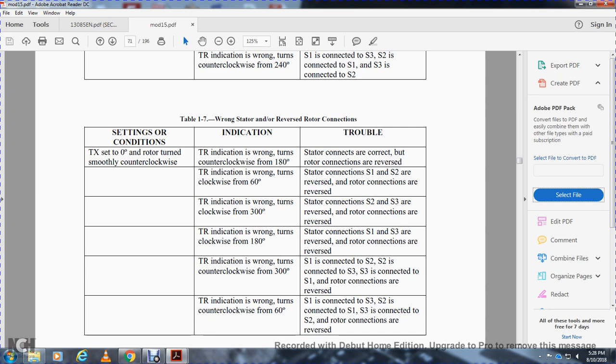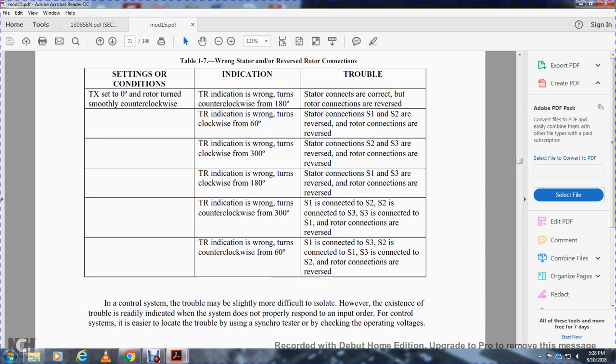Stator 1 is connected with stator 2. Stator 2 is connected to stator 3. Stator 3 is connected to stator 1. Rotor connections are reversed. Torque receiver indicates the wrong turn, counterclockwise from 60 degrees. Stator 1 is connected with stator 3, stator 2 is connected to stator 1, stator 3 is connected to stator 2, and the rotor connections are reversed.